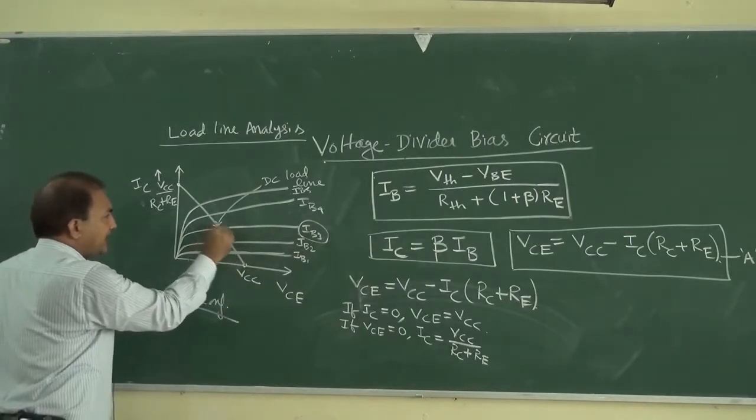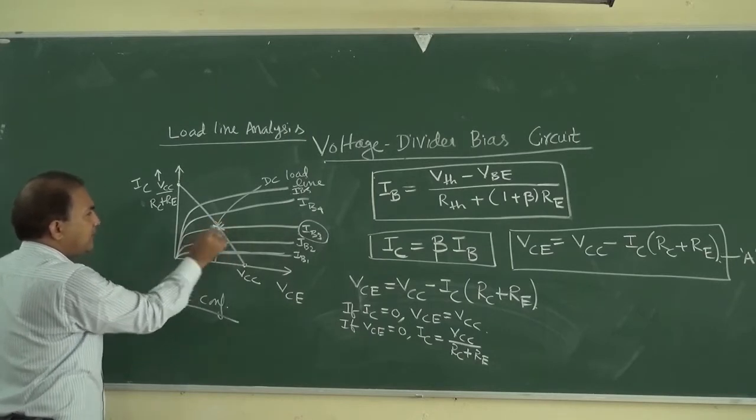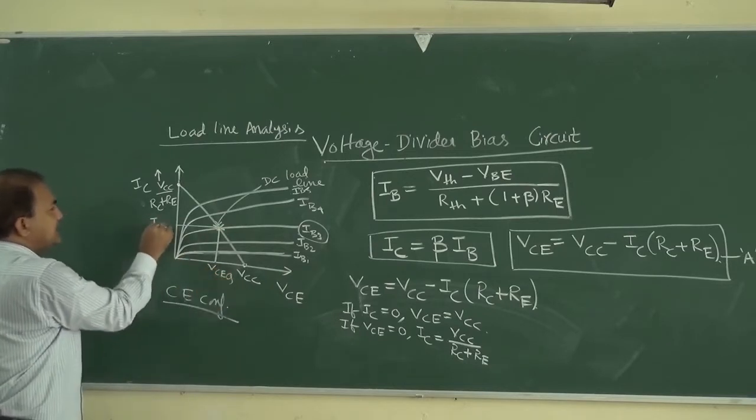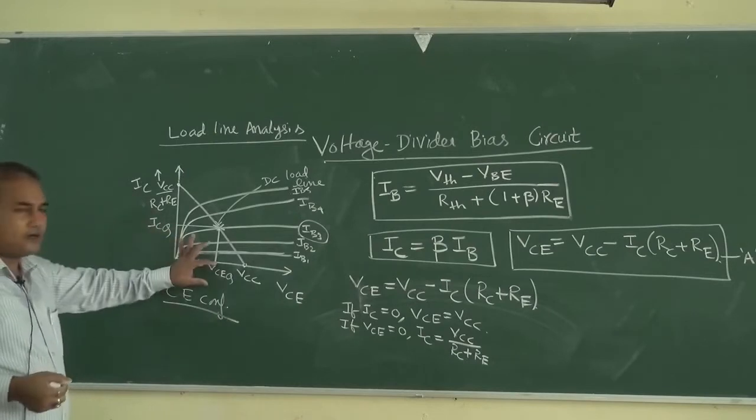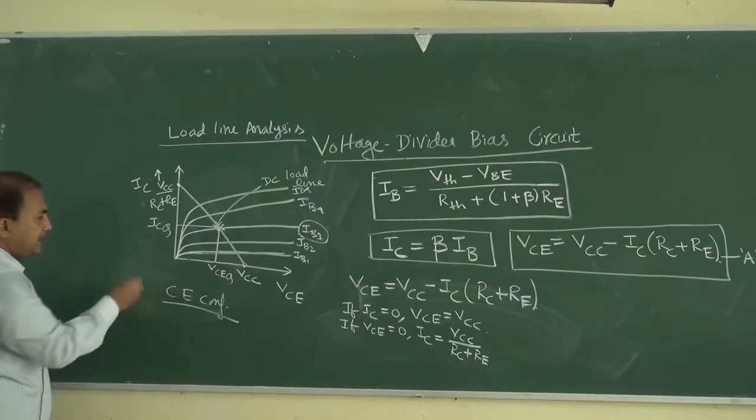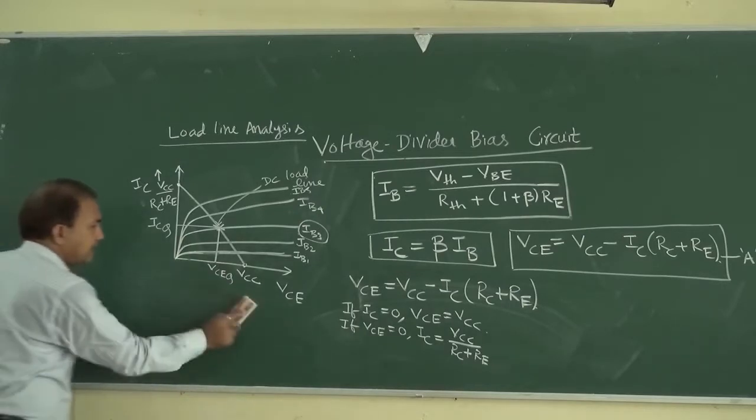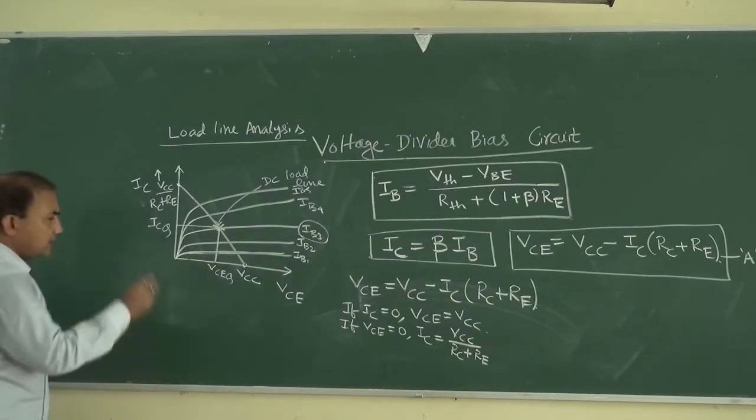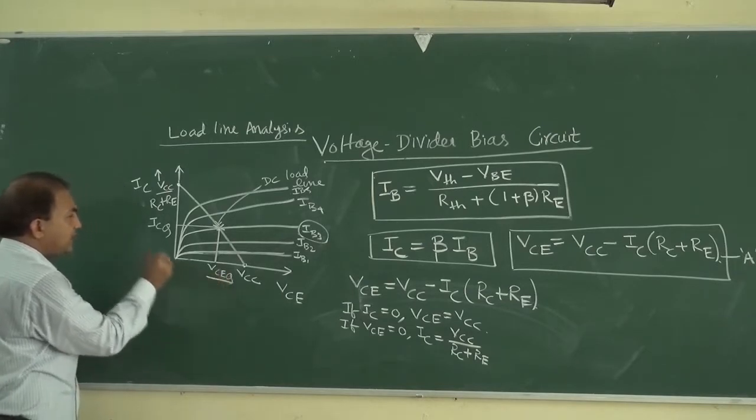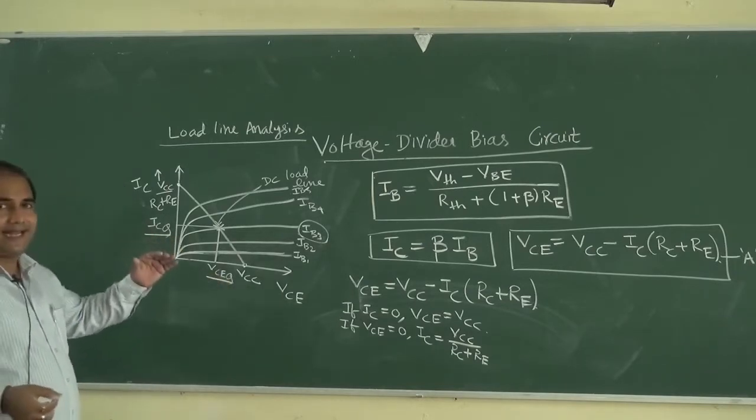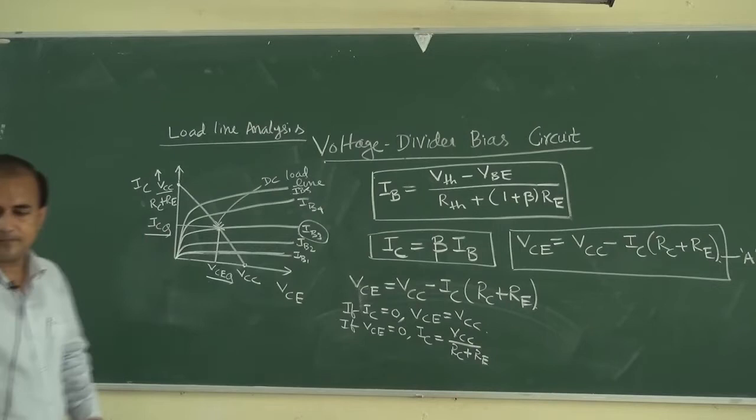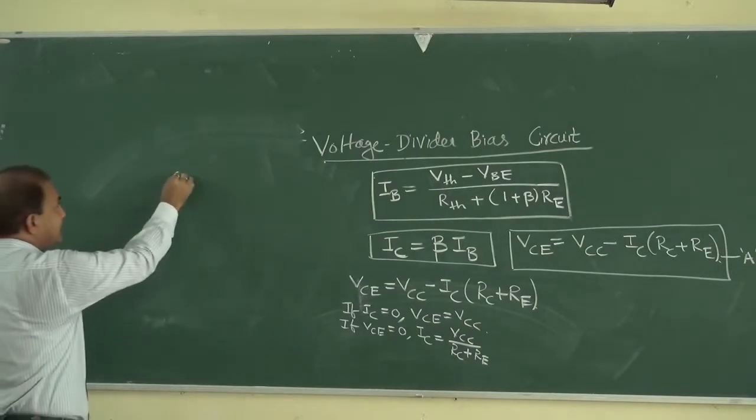So we can get the value of VCEQ and this is ICQ. That is the operating point, or quiescent point, at no signal. Okay, so this is VCEQ and ICQ. So in this way we can determine the operating point graphically. Then we will study the stability factor.